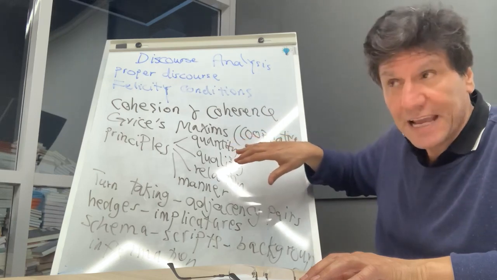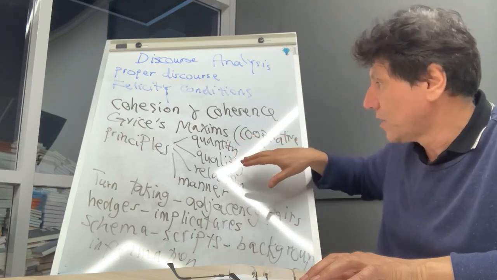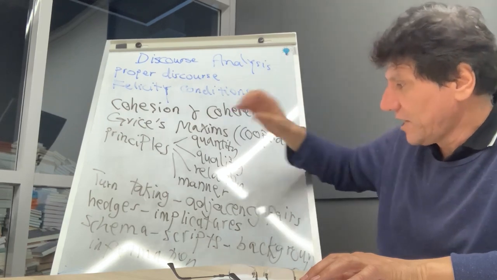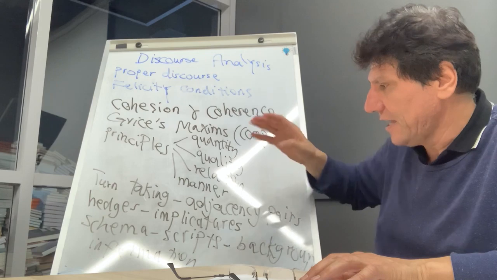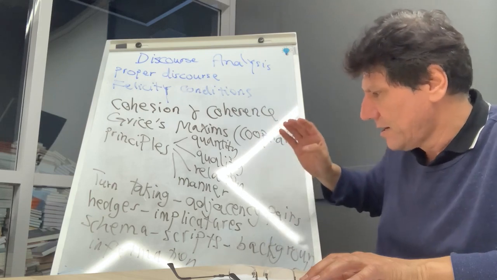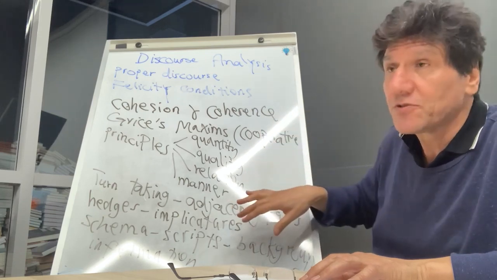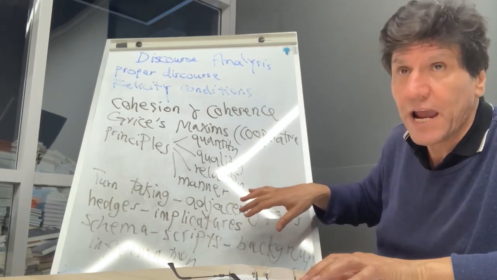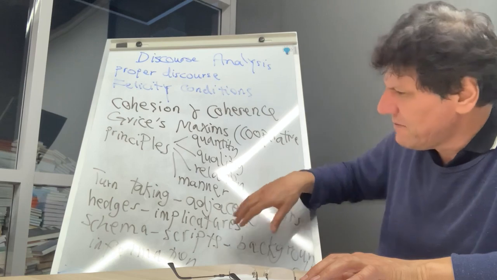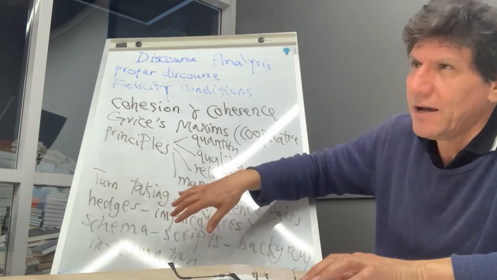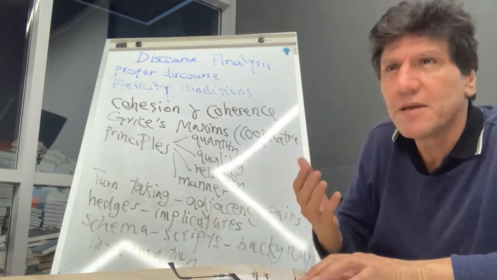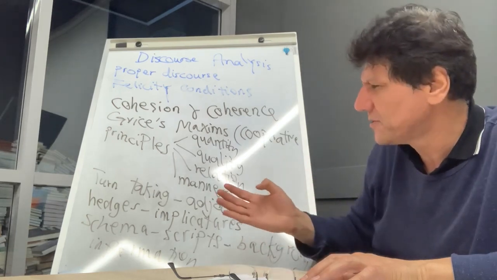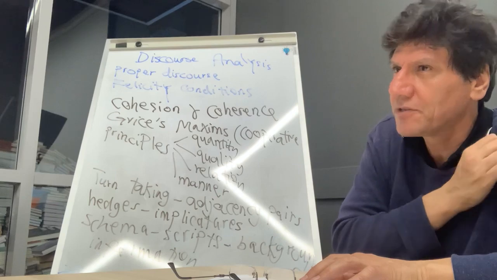Cooperative principles encapsulate quantity, quality, relation or relevance, and manner. Turn-taking, adjacency pairs, hedges, implicatures, schema, script. Script is also relevant to schema. For anything you have in your brain, there is a script, very similar to a schema. Script is the mental image of any concept.